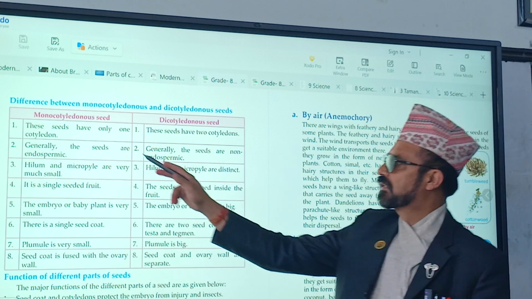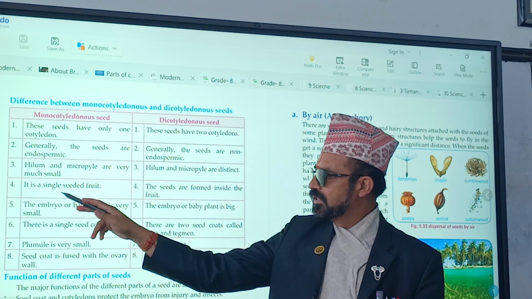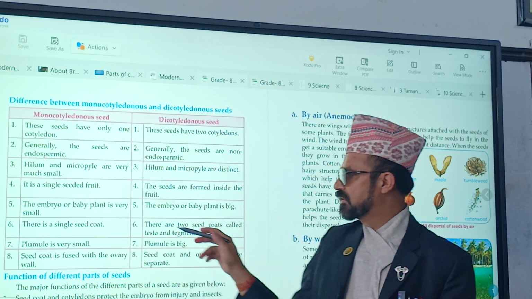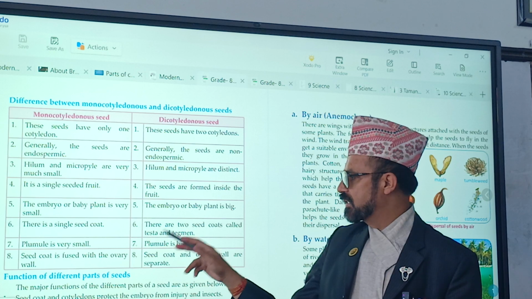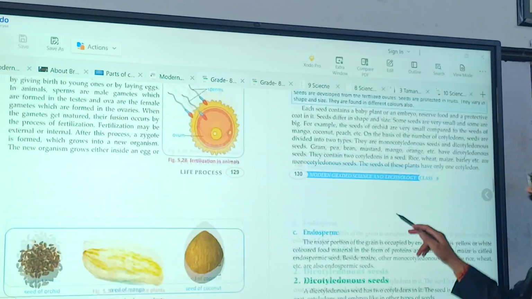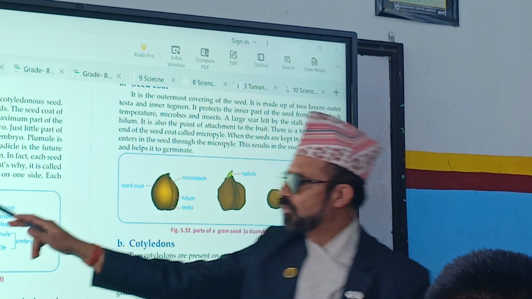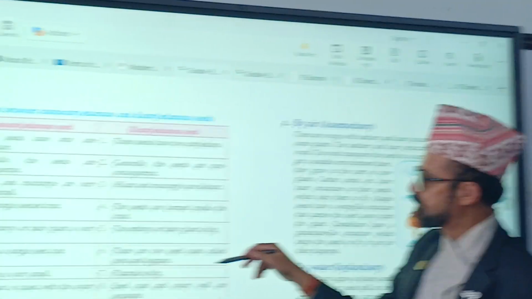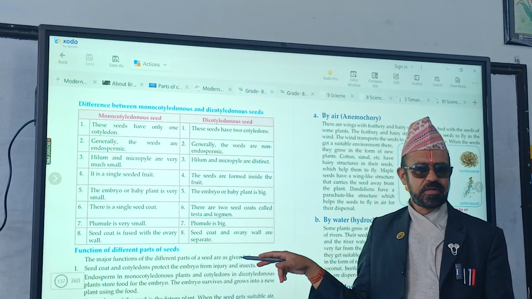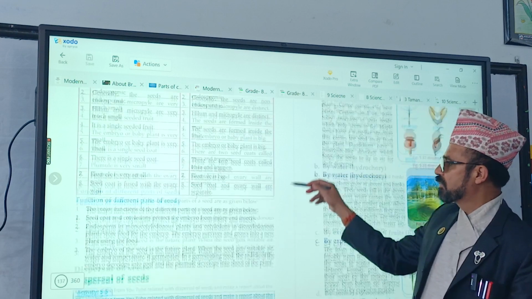Okay. Monocotyledon seeds contain one cotyledon, dicotyledon seeds contain two cotyledons. Monocot is a single seeded fruit. In dicots, the seeds inside the fruit are many. And in monocots there is a single seed coat. In dicots there are two seed coats. What are they? The testa and tegmen. We have to remember here. Two seed coats means like this, one, two. But here only one cover. Okay. And in monocots plumule is very small. In dicots plumule is big. So many differences are given. Minimum two you have to remember. How many? Two.